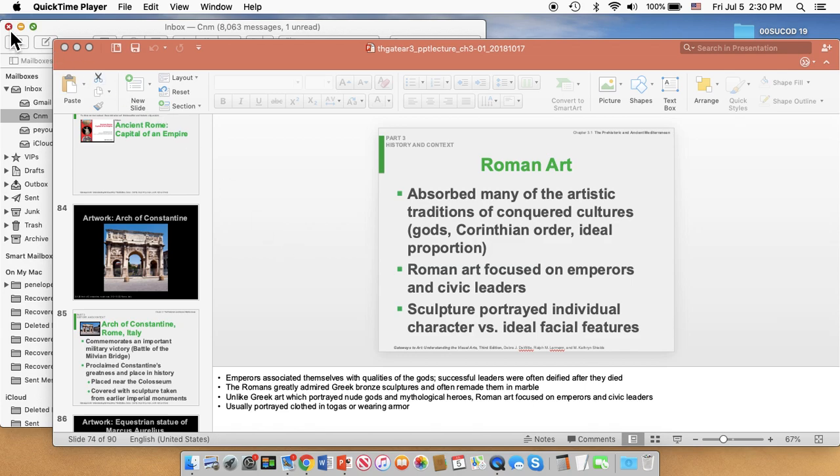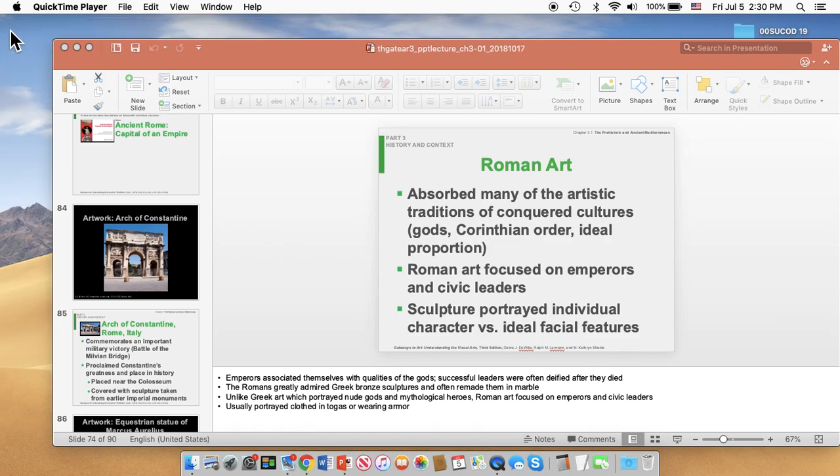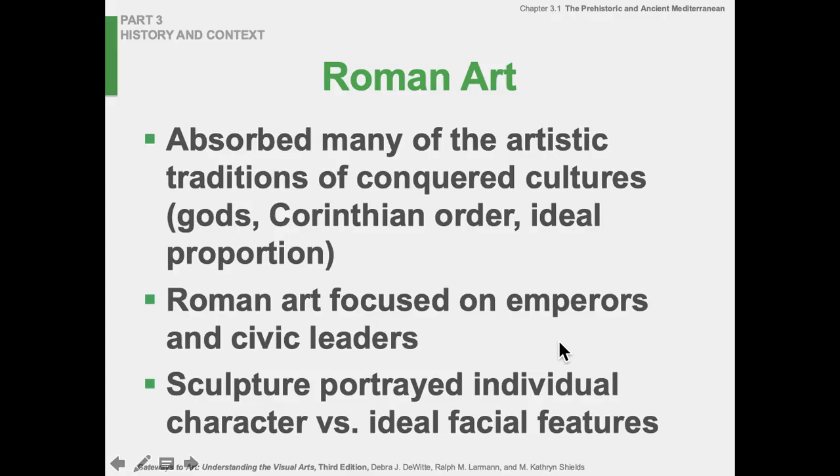Chapter 3.1, Part 7. We're into Roman art. This is our last segment here on Chapter 3.1. So we know that they absorbed a lot of the traditions. It doesn't say specifically here, but this is all Greek stuff. The gods, the Greek gods, become the Roman gods.